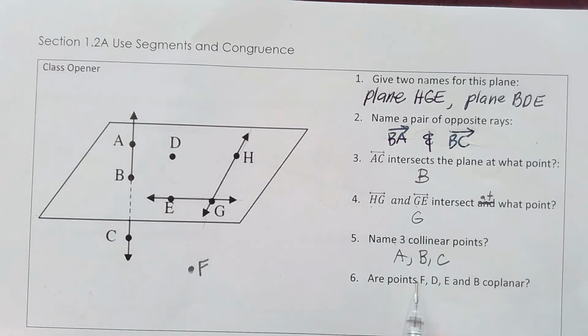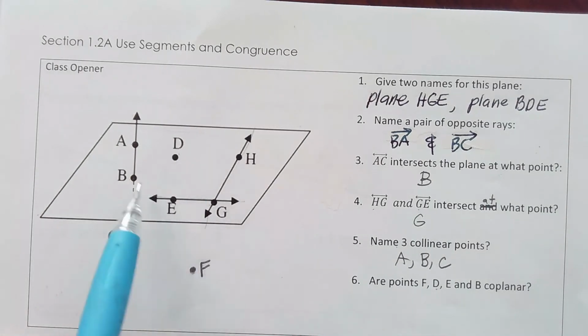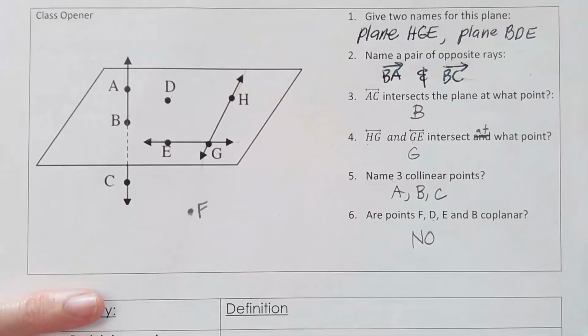And then, are points F, D, E, and B coplanar? Okay, that means coplanar, all on the same plane. So F is not on the plane that's shown. Let's see where these other points are, D, E, and B. D, E, and B are all up on the plane, and F looks like it's resting below. So no, not on the same plane. Whoops, no. Sorry.